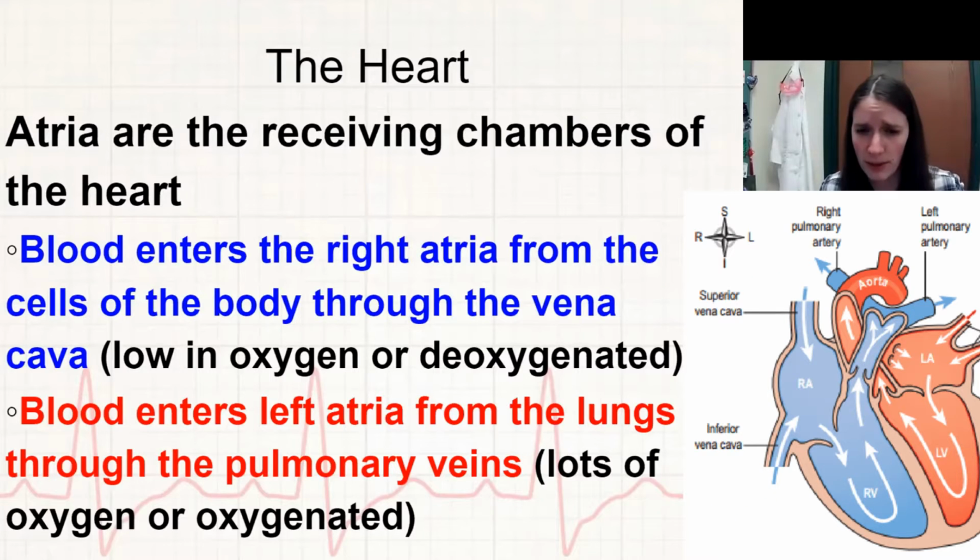The flip side, then: blood entering through the left atrium is coming from the lungs through your pulmonary veins. Since it's coming from the lungs, it's picked up that oxygen you're breathing in. So we say it's got lots of oxygen, or it's oxygenated.